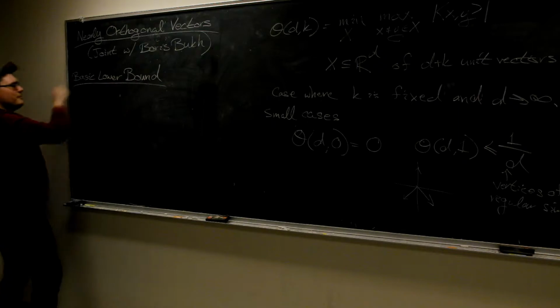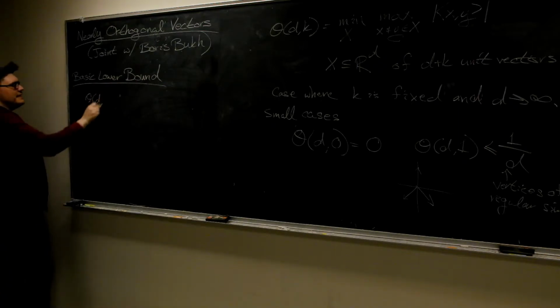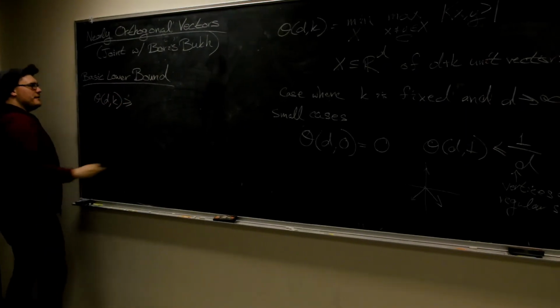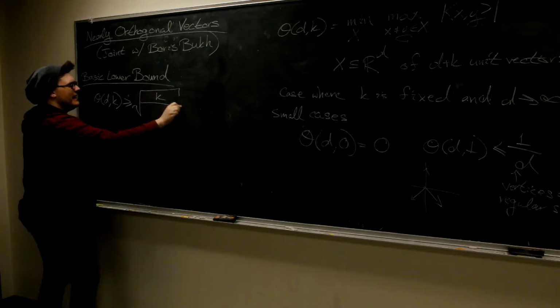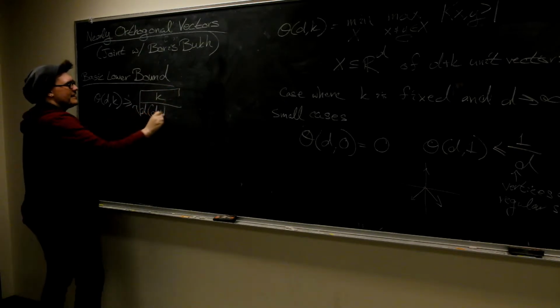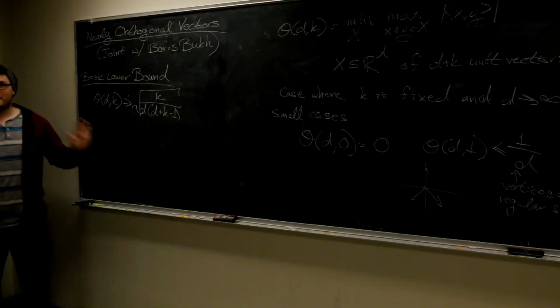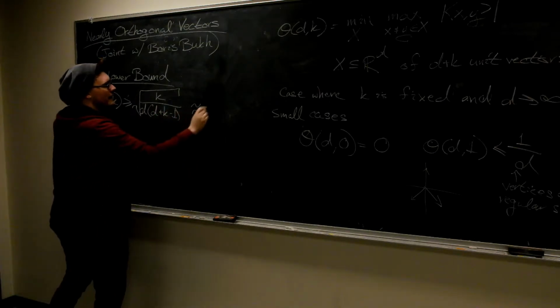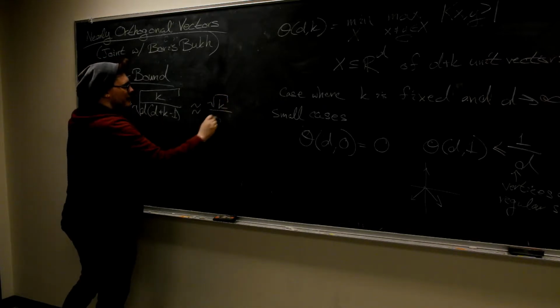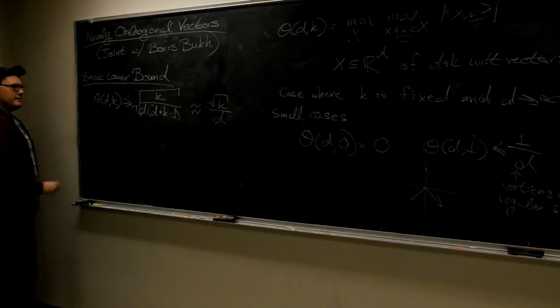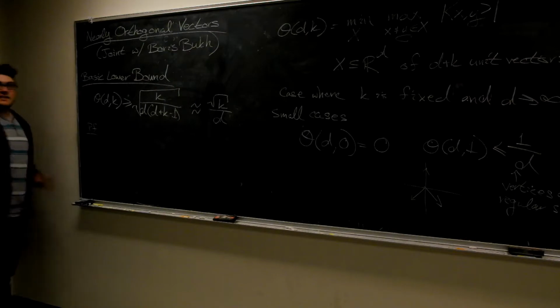It's fairly simple. It's that theta of d,k is always bigger than or equal to the square root of k over d plus k minus 1. And let's just keep in mind we're thinking about k fixed, d going to infinity, so this is roughly the square root of k over d.